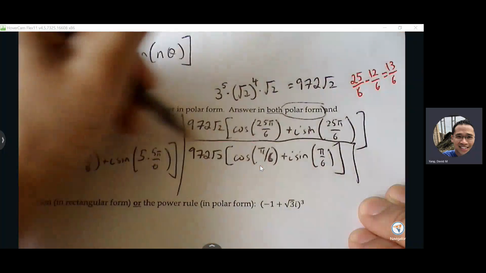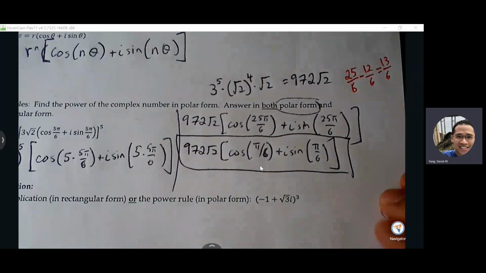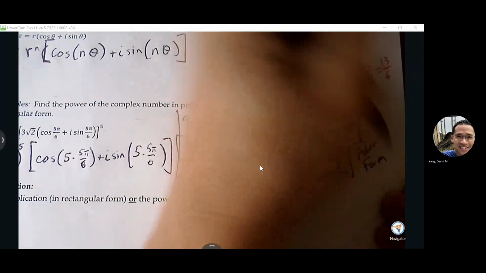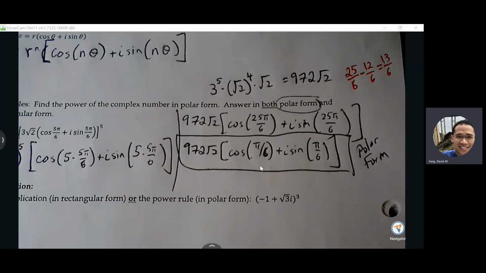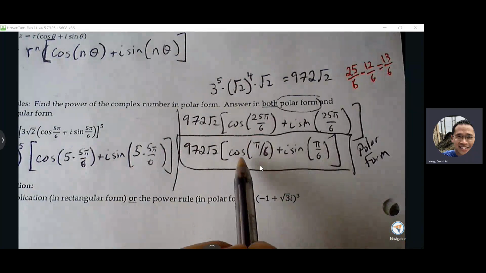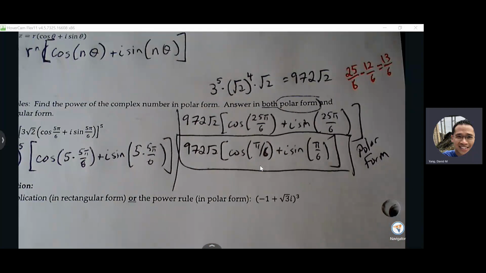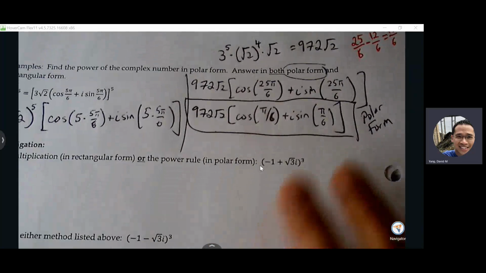Okay, so here we can bracket this off. We know this is polar form. This is our answer in polar form. But for rectangular form, we're going to distribute this through. We're going to find cosine and sine of pi over 6, which are unit circle values. So we get root 3 over 2 and 1 over 2.